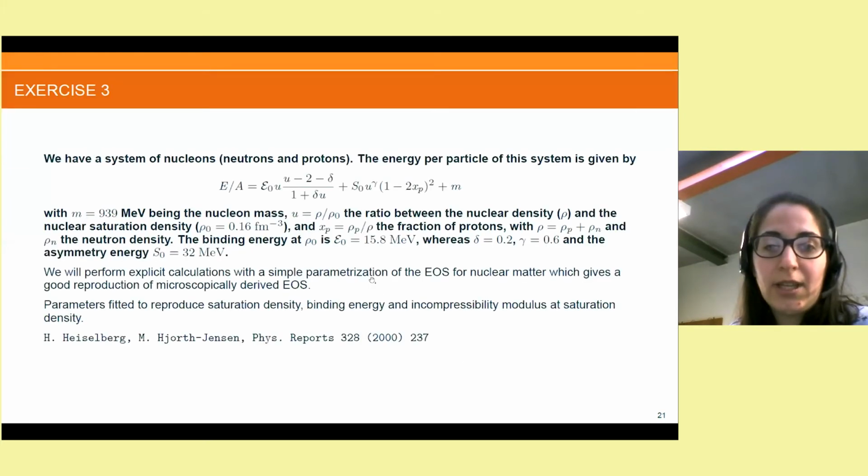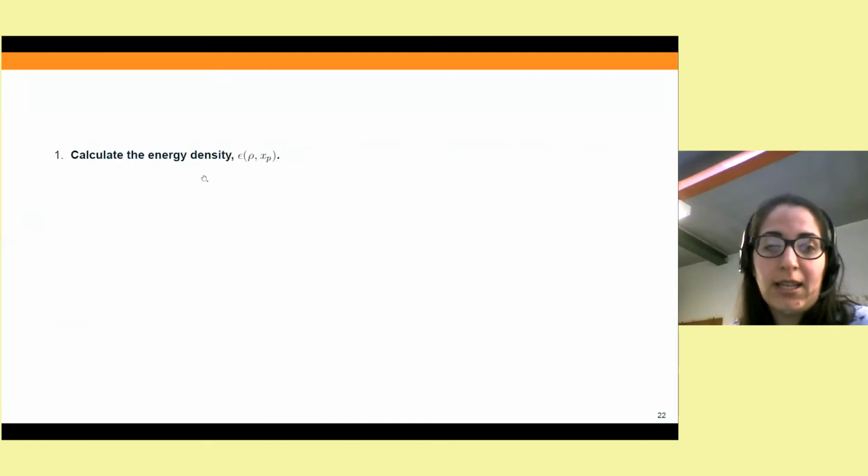We were given the energy per particle. What do we have to do to calculate the energy density? Energy per particle is the energy of a single nucleon, the energy per nucleon. And what is the energy density? The energy density is energy divided by volume.